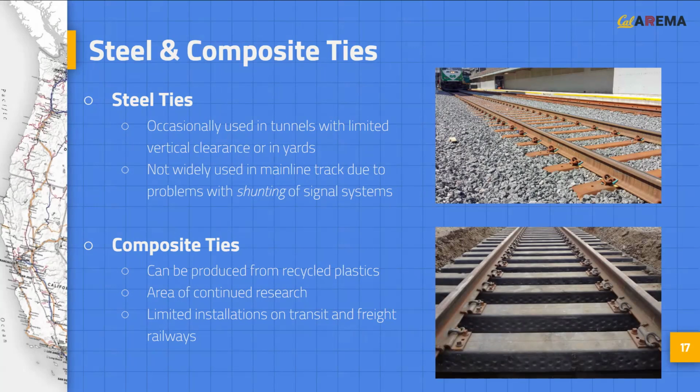Composite ties can be produced from recycled plastics, with additional polymers added to ensure the tie meets strict performance requirements. Significant research continues to be performed on the viability of composite ties. For now, composite ties have been installed in a few locations on both transit and freight properties.